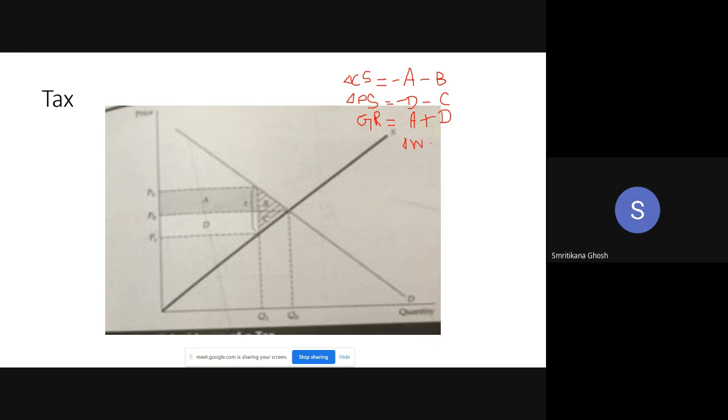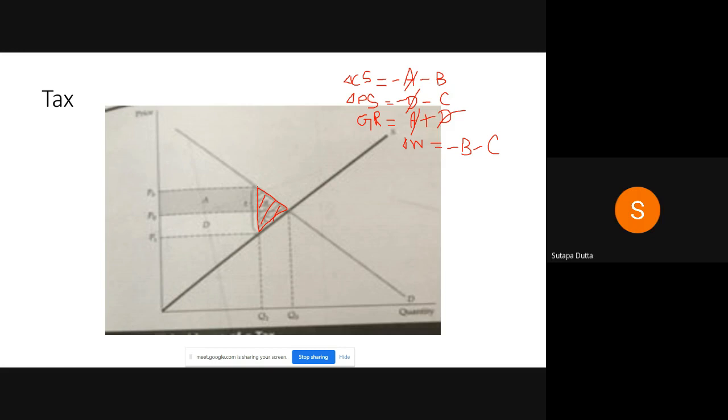There are two triangles because A is given by the consumer and it is received by the government. D is given by the producer and it is received by the government. But that B and C, these are given by either consumer or producer, but it is received by none. So the deadweight loss is B and C. That means these two triangles, B and C. This is the net welfare loss, this total triangle. This is the net welfare loss in case of tax. Clear?